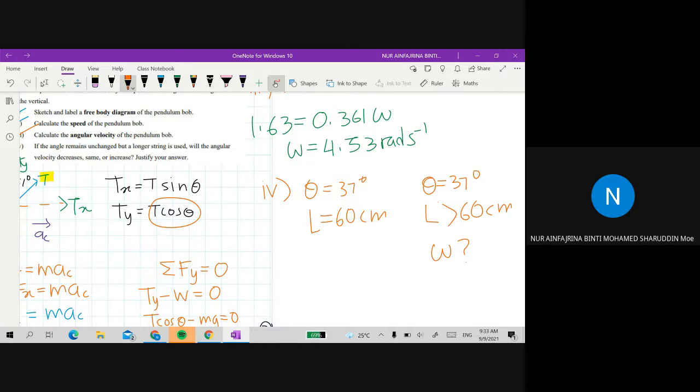Before tu, Miss nak korang tulis dekat chat box kalau korang punya jawapan decrease, same or increase. Just type it out. Okay, decrease, Mawadah, the rest? Try je. Okay, increase, decrease, increase. Okay, interesting. I'm getting interesting answers.